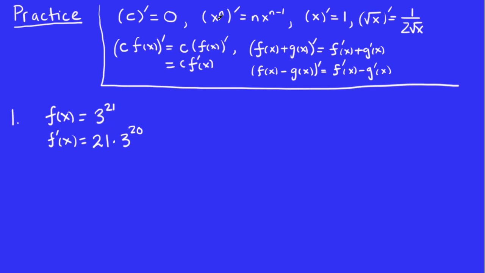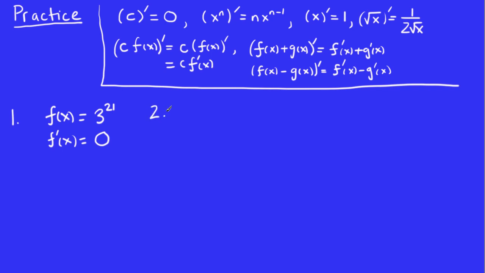But the power rule needs an x in there, right? This doesn't have any x in it. This is just some number, isn't it? So instead of the power rule, we should actually just use the constant rule. And even if your constant is written in a weird way, like 3 to the power of 21, the derivative is still 0. That's all there is to it.